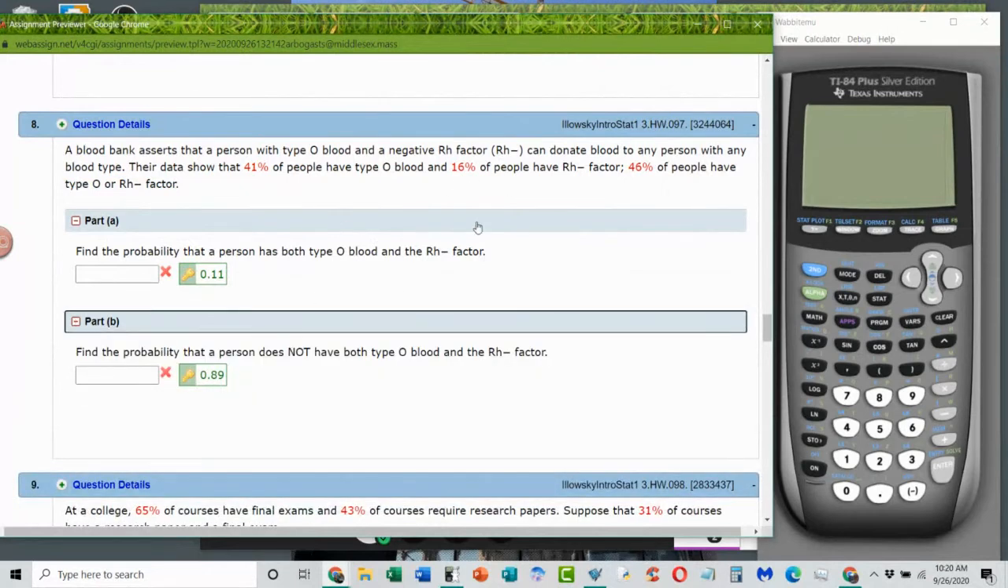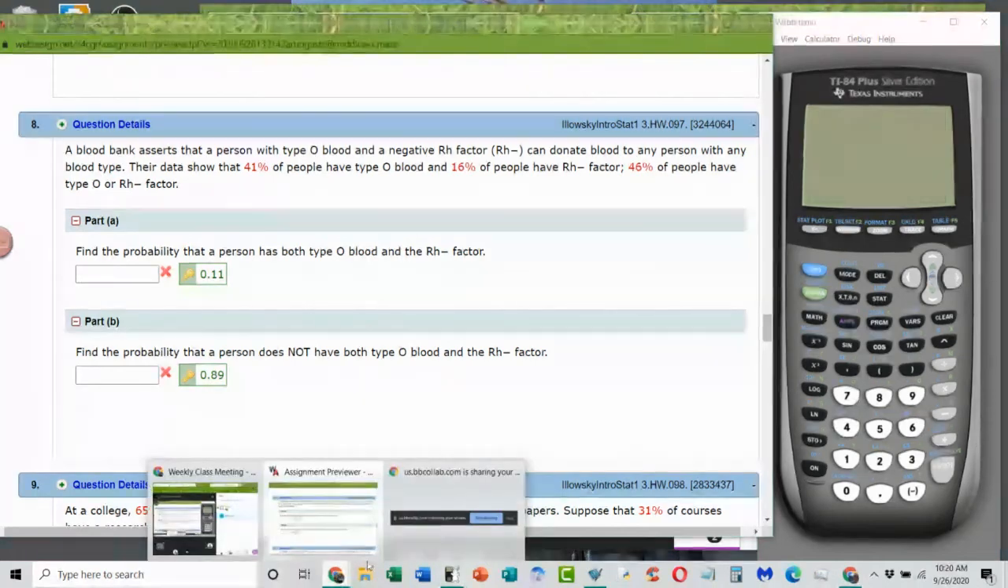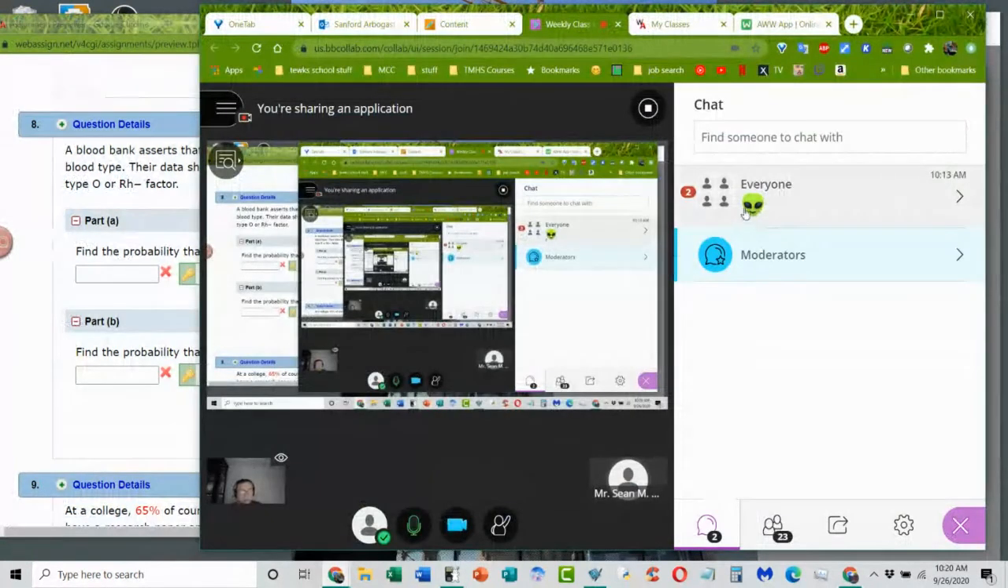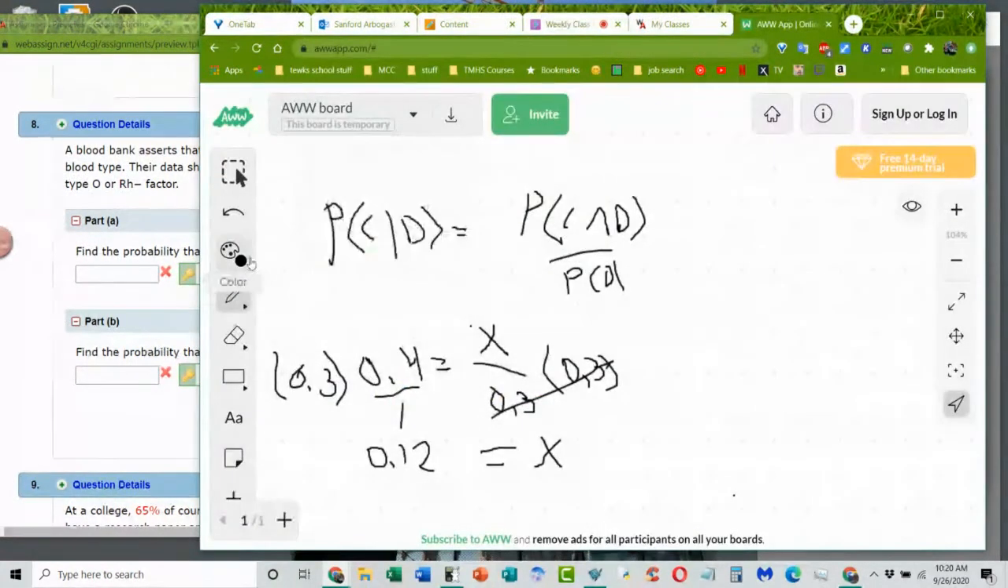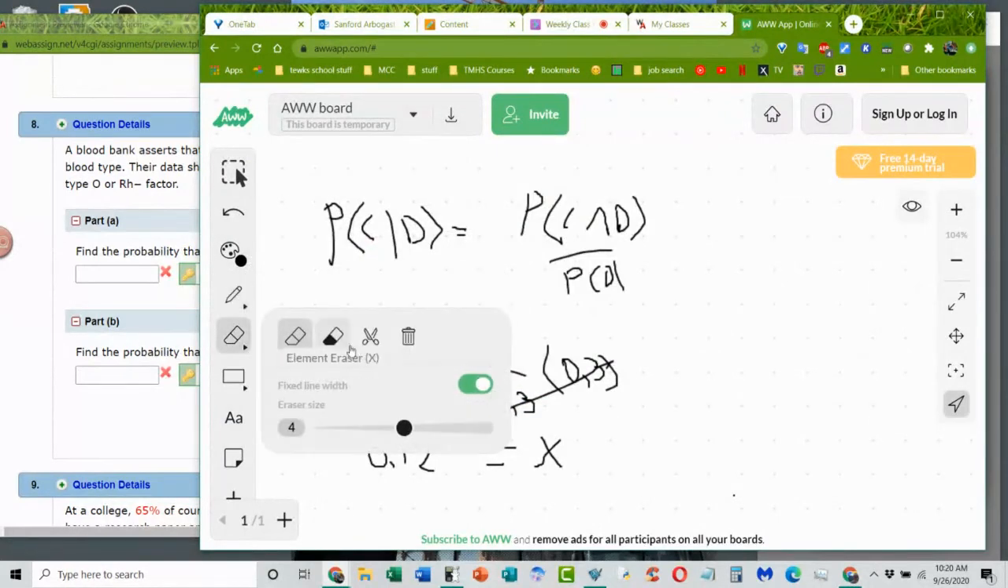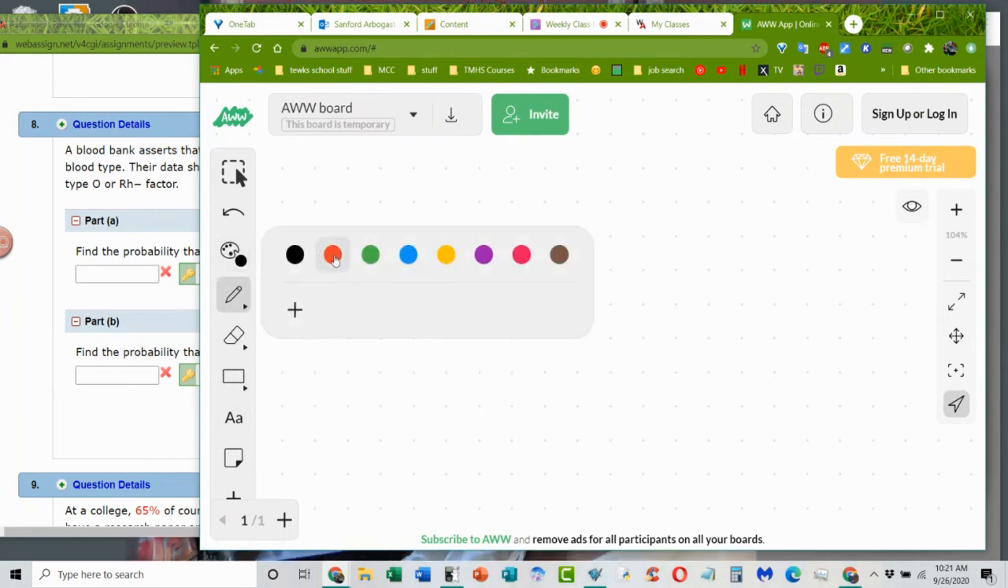Here, we're getting into Venn diagrams a little bit. If I show you a Venn diagram, it'll help you see this a little better. Is there a color? Would be nice. Color. Oh, good. Okay.